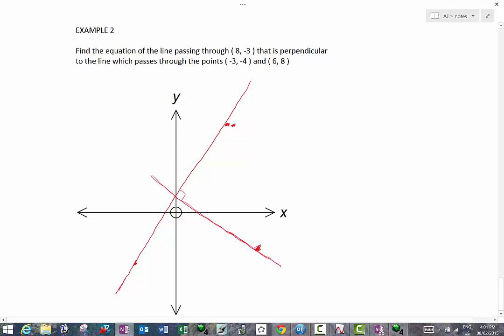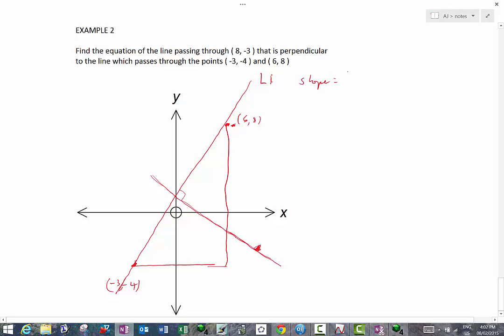We can see that the intercept is going to be pretty close to the origin, but because of the diagram I don't actually know whether it will be positive or negative. But again we do know straight away that the slope of the line we want will be negative. So first of all we need to figure out the slope of the original line L1. It had (-3, -4) and (6, 8).